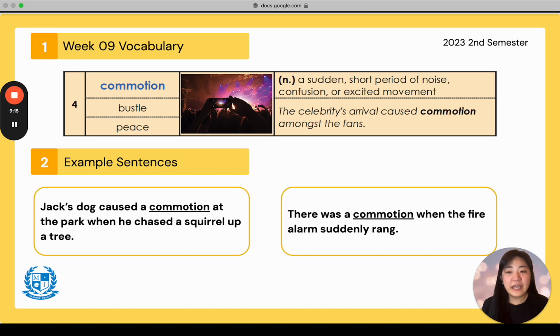Example 1. Jack's dog caused a commotion at the park when he chased the squirrel up a tree. So the dog's going, ah, and trying to chase the squirrel. Example 2. There is a commotion when the fire alarm suddenly rang. So say that we're in school, we're just doing our homework, and then the fire alarm. Everyone's like, is there a fire? What do we do? There's a lot of commotion. There's a lot of hustle and bustle, and a lot of chaos. Everyone repeat after me and say, commotion.